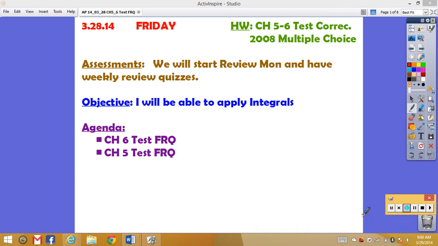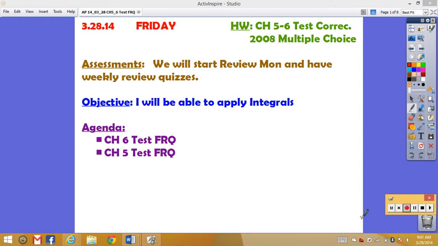Alright, so I decided to go through and do the free response questions in your chapters 5 and 6 tests, and then the multiple choice answers. I scanned the document, but I guess it didn't scan properly, and I didn't check it before I left work, so I will not be able to post the multiple choice answers. But what I will do is give that out in class on Monday, and then if you have any questions, you guys can come and see me during lunch on Monday.